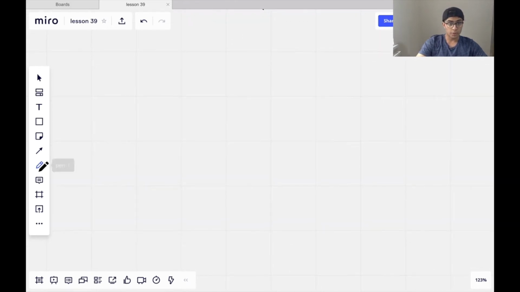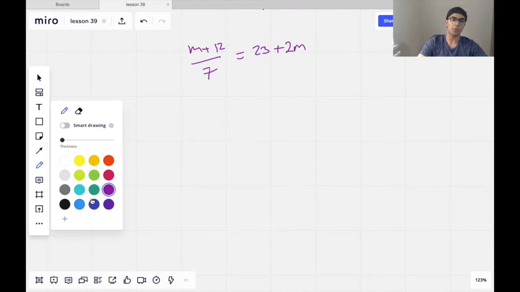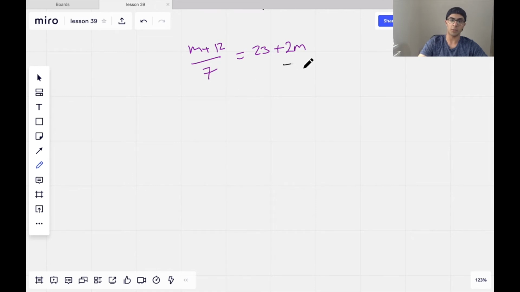Let's do another one. Purple again. m plus 12 all over 7 is equal to 23 plus 2m. Okay, now here we've got a bit of a tricky thing because we've got the m on the right and on the left. So we'll have to do something a bit different, which we'll see in a second.